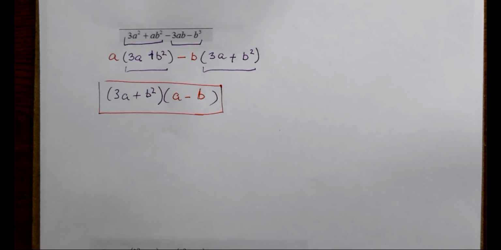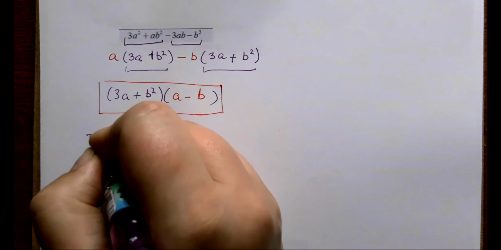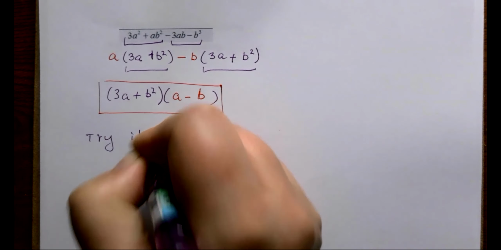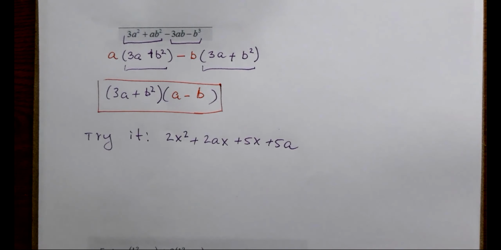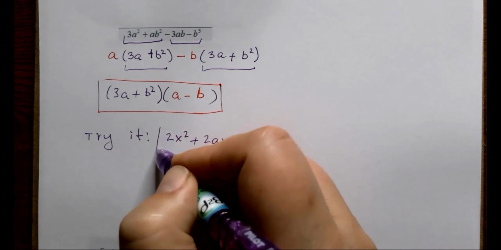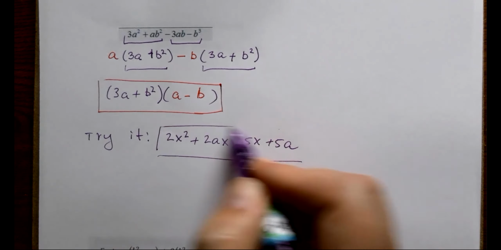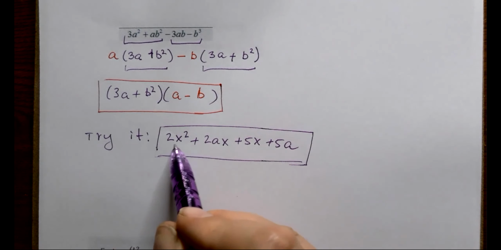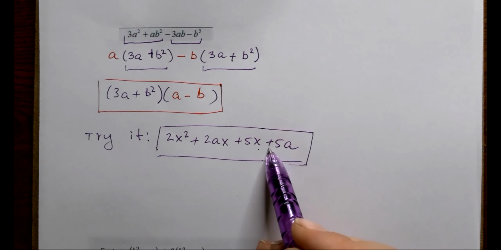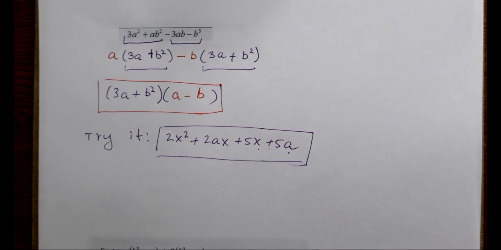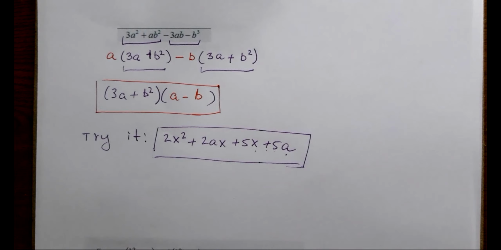And again, I do want you to try it by yourself. What I want you to try is this polynomial, 2x squared plus 2ax plus 5x plus 5a. Again, pause the video, try factoring it, and see what you come up with. Let me know if you have any problems.